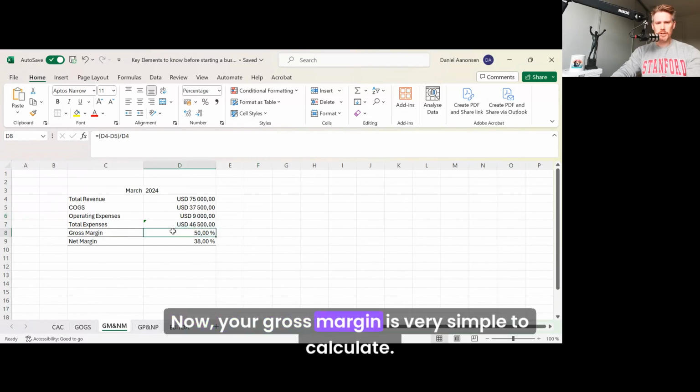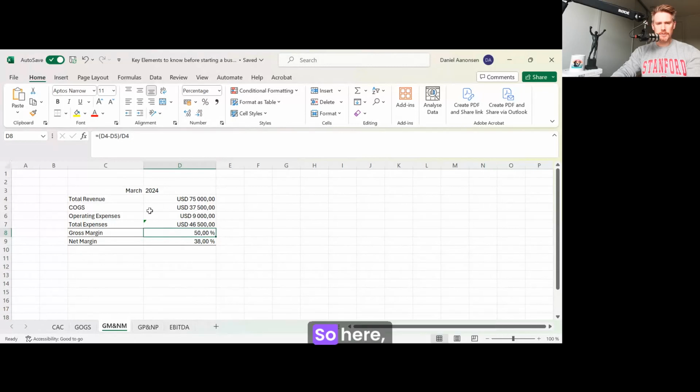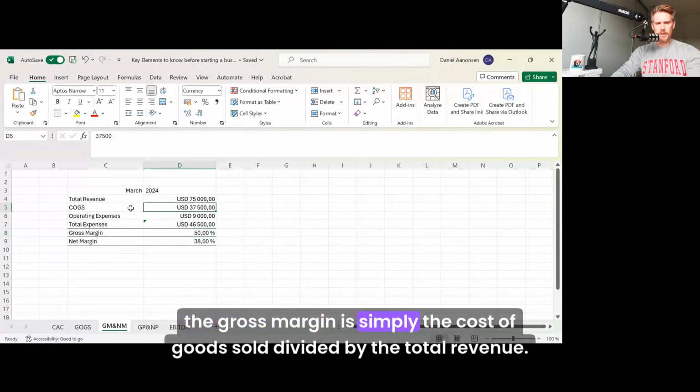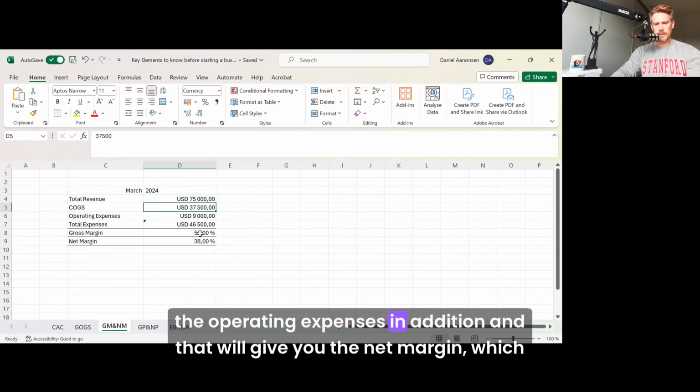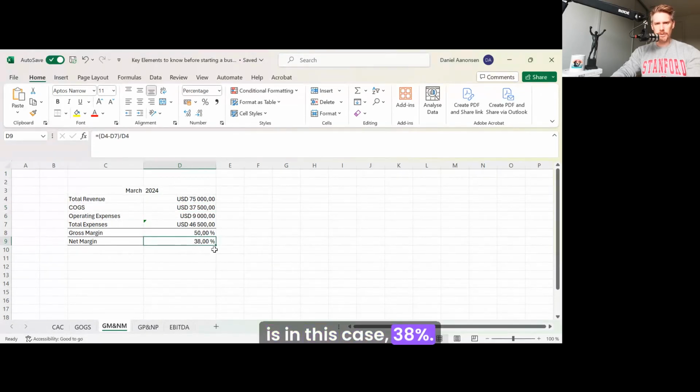Now your gross margin is very simple to calculate. So here the gross margin is simply the cost of goods sold divided by the total revenue. So here in this instance, you have a gross margin of 50%, and then you have to add the operating expenses in addition, and that will give you the net margin, which is in this case 38%.